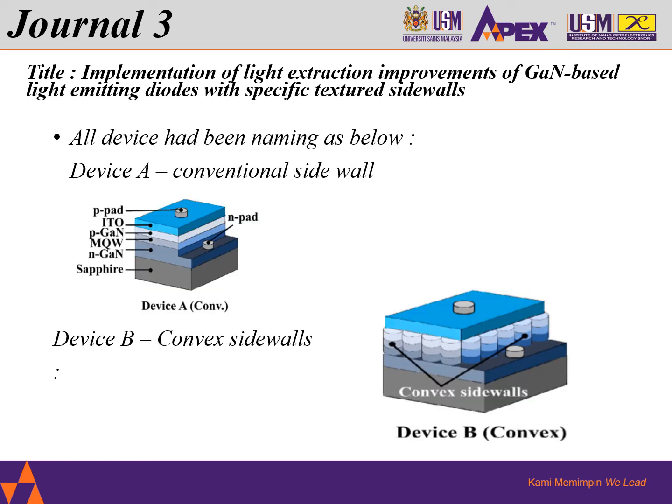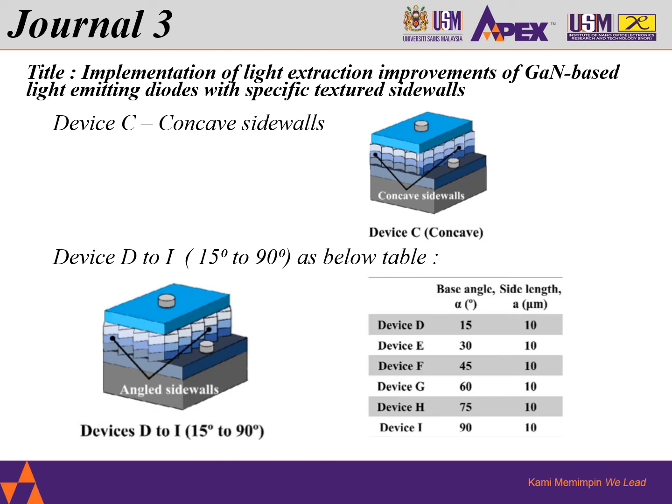You can see that all the devices are shown in the figure below. Device A will be the conventional side wall. Device B will be the convex side wall. Device C will be the concave side wall. And devices D to I will be variable angle, 15 degrees to 90 degrees, based on the figure below and also the table below.